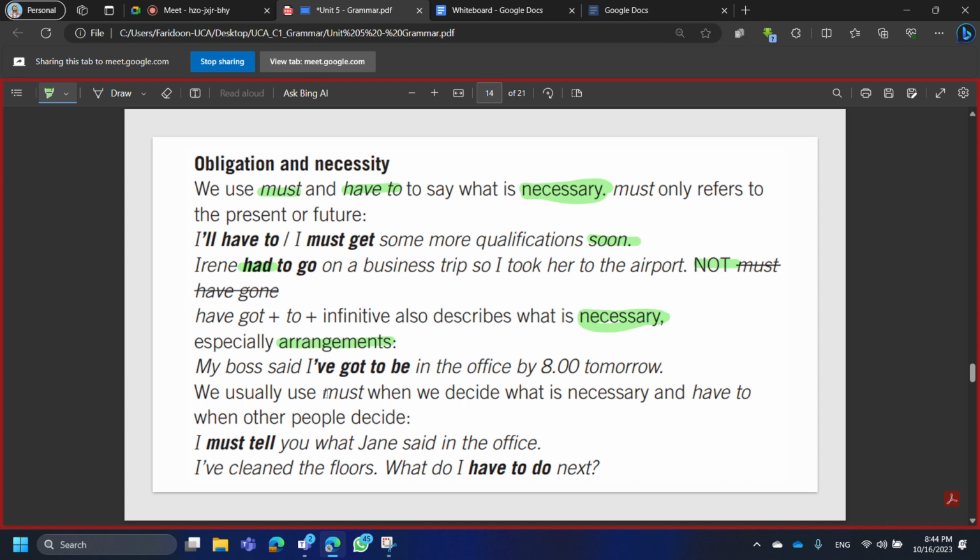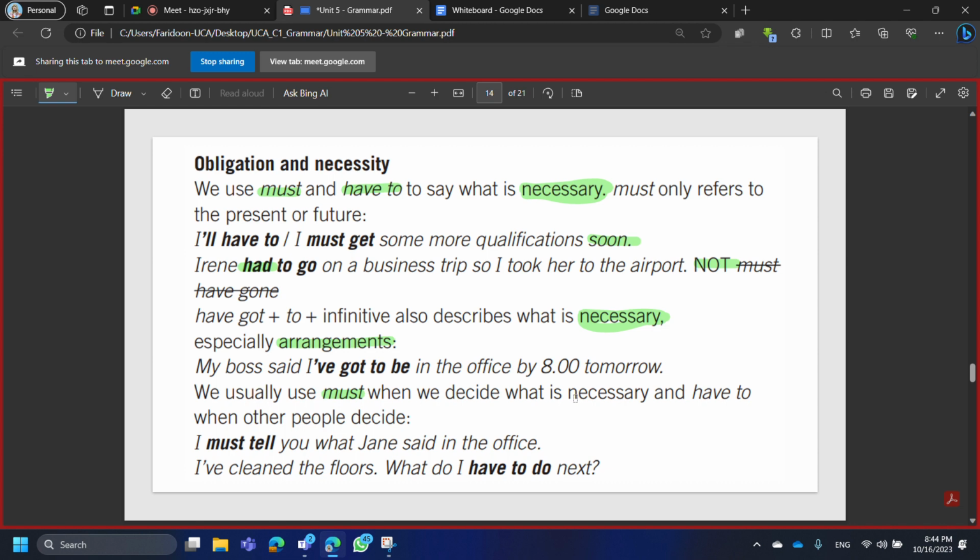Okay, we can also use must when we decide what is necessary, and have to when other people decide. So in a way, I mostly talk about it in terms of must being for the inner force and have to being for the outer force. So when you're talking about necessity and obligation, mostly they're coming from two different places. It's either from inside or it's from outside.